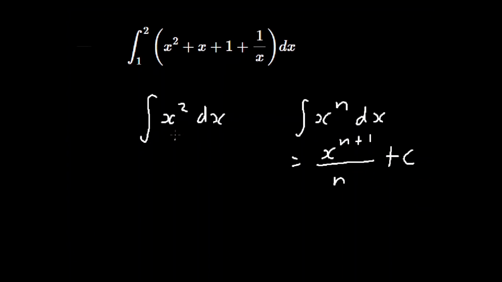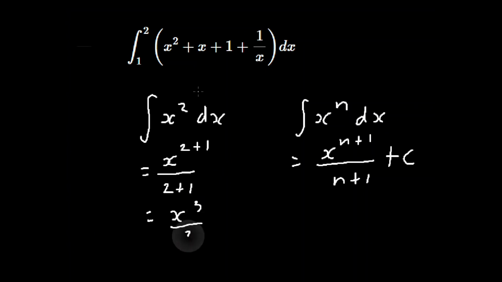So first of all, this x squared business, what happens here? Well, we divide by 2 plus 1, sorry, I need the plus 1 there, forgot the plus 1. So we have x to the 2 plus 1, divided by 2 plus 1, and that's equal to x to the power of 3 all divided by 3. And technically you need a plus c, but this is just for demonstration purposes only.